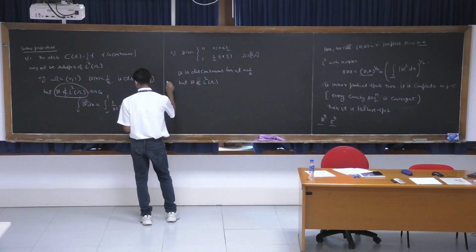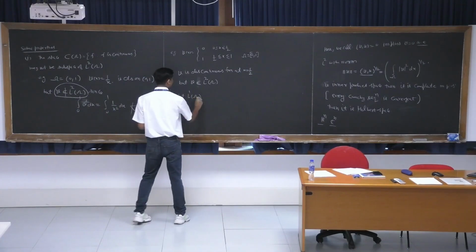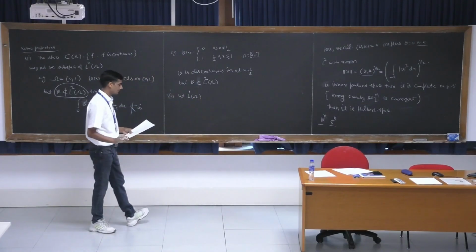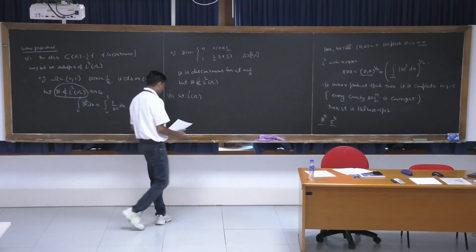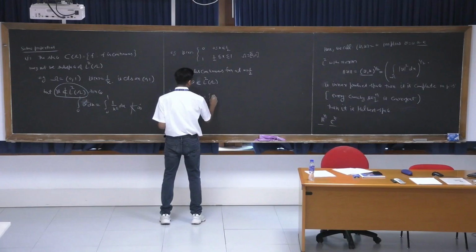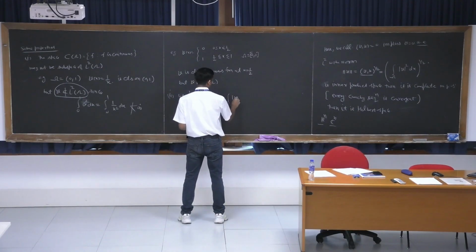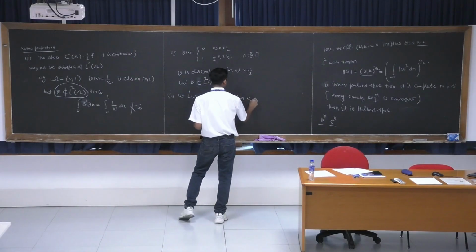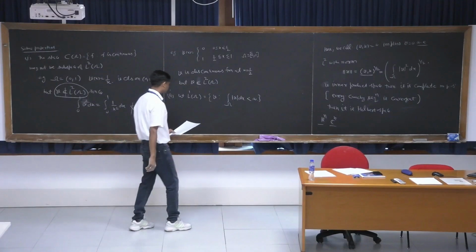Second property: let L1 be the space of functions. L1 means just integrable functions, while L2 means square integrable functions. So L1 is defined like this: V such that the integral over this domain is finite. This is an L1 function.